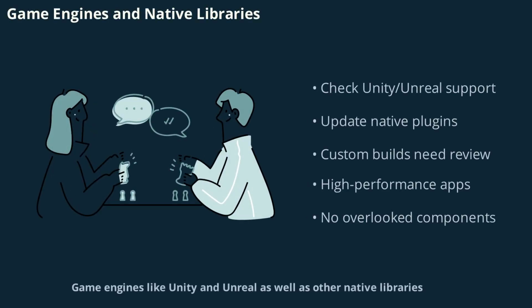Game engines like Unity and Unreal, as well as other native libraries, often interact directly with memory. If you're building games or high-performance apps, double-check that your engine and all native plugins are compatible with 16 KB pages. This is especially important for custom builds or older versions.